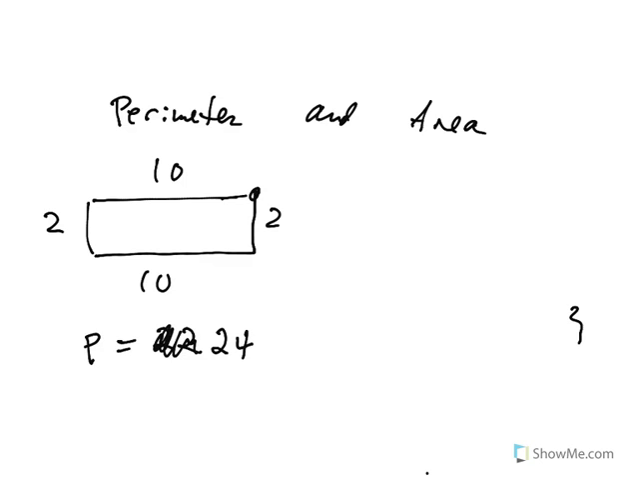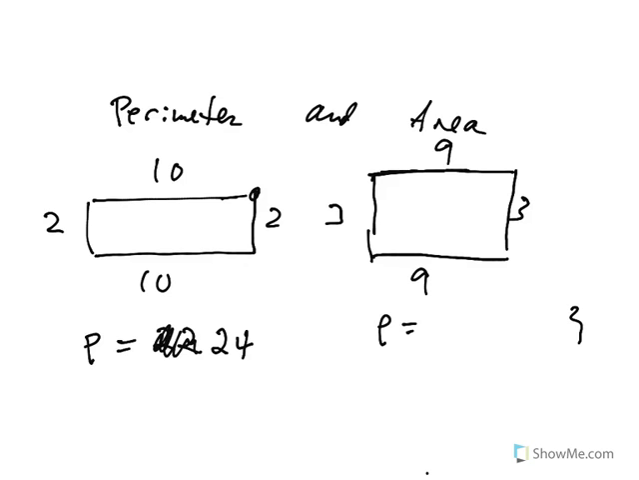So that's the perimeter. You could have another rectangle that's less skinny, taller. Maybe it's 9, 9, 3, and 3. The perimeter of that rectangle is also 24. So two rectangles could have the same perimeter, but be a different shape.